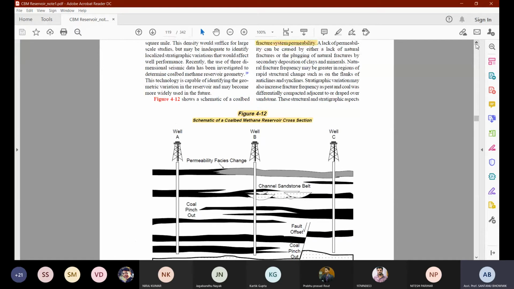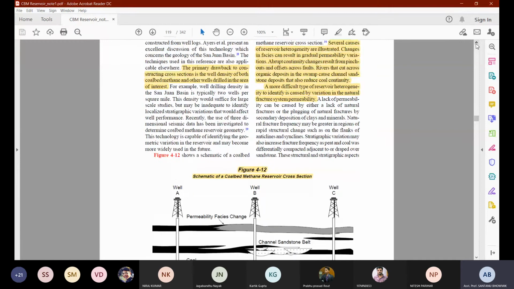So, the major variations: again, you can see that between these three boreholes the separation distance, or the spacing, of boreholes A, B, C is more or less equidistant. That means the distance between AB is equal to the distance between BC, whereas this may not be the case all the time.